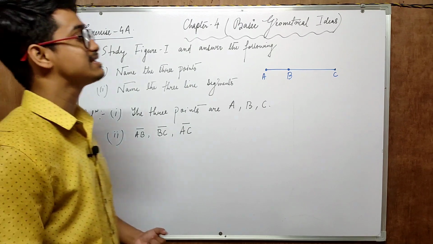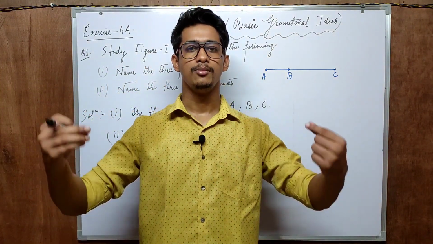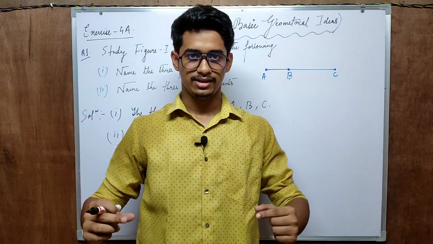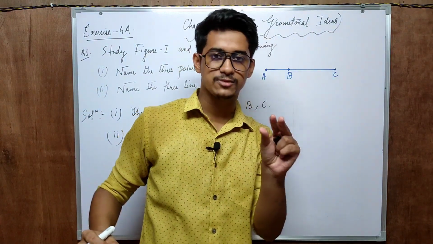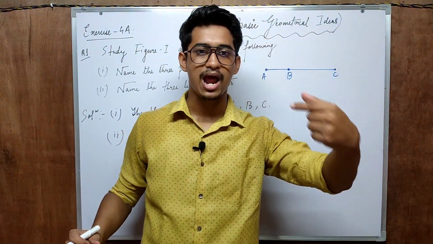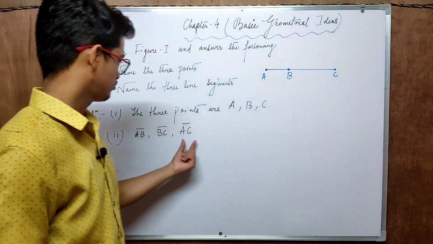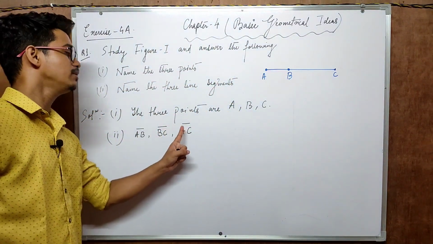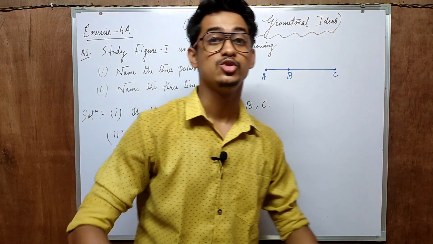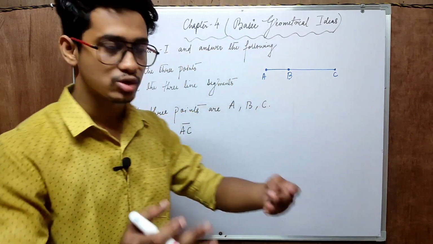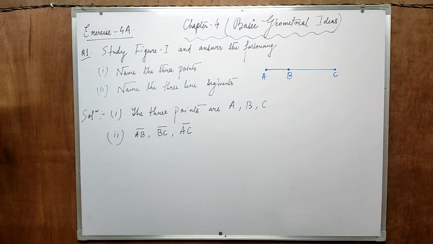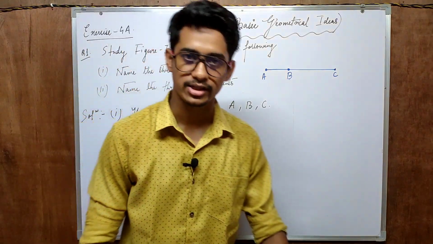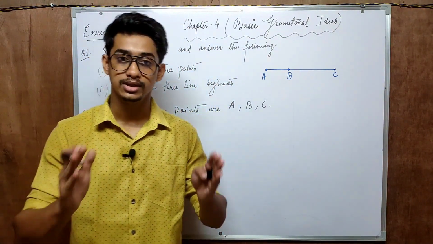So how to write the line segments? Just look at how many endpoints there are and the names assigned to those endpoints, and write them down that way with a mark denoting the line segment. So I hope that question number 1 is clear to you. Let's move on to our next question, which is question number 3.